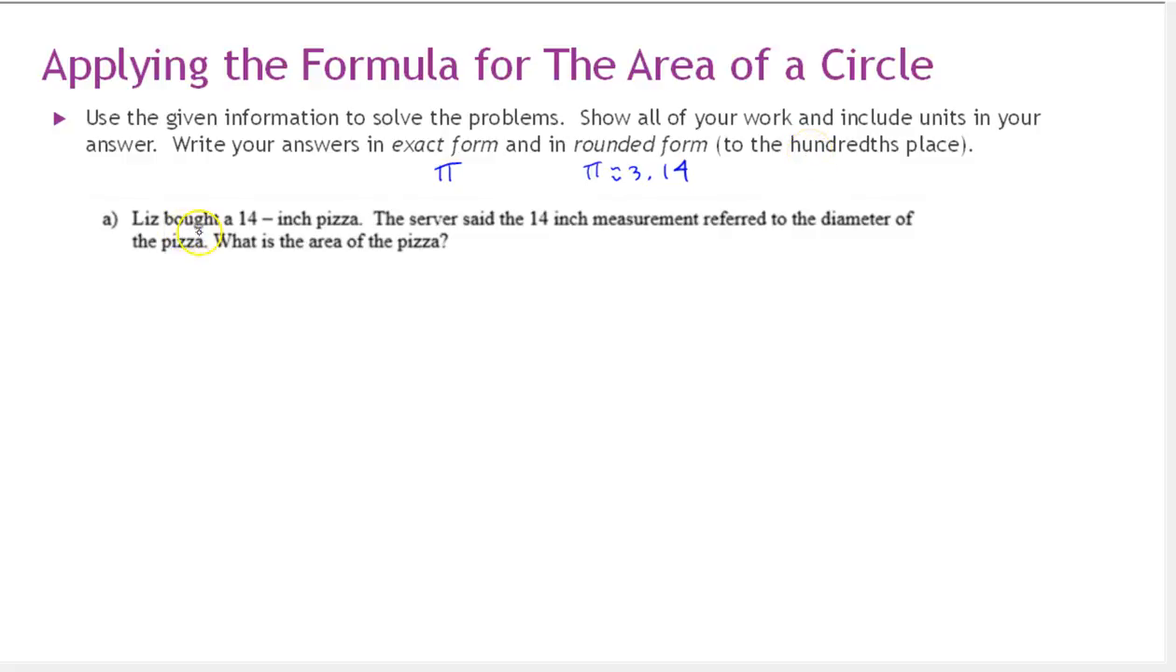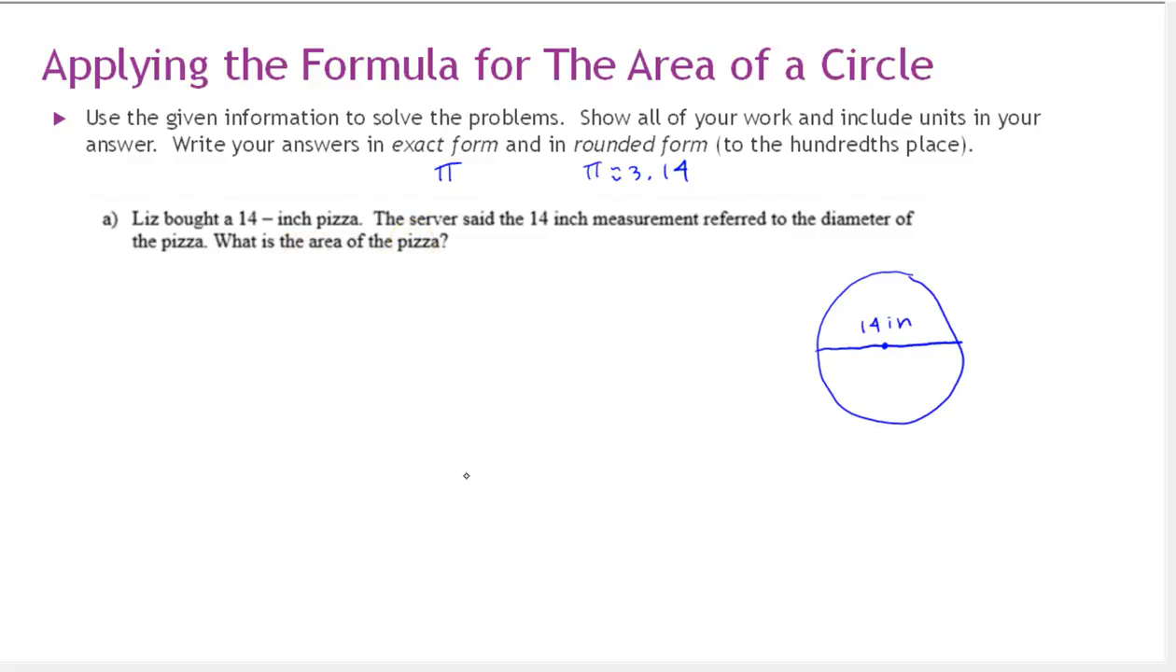Okay, so Liz bought a 14-inch pizza. Let's draw a picture. There's the pizza. The server said the 14-inch measurement referred to the diameter of the pizza. So there's the center. The diameter goes all the way across, and this is 14 inches. What is the area of the pizza?